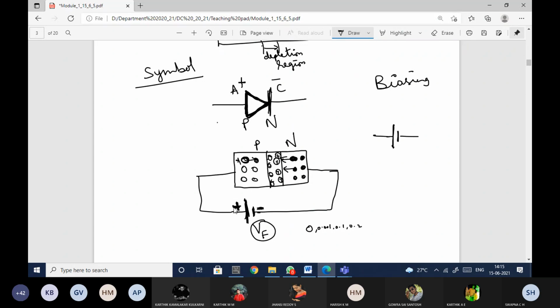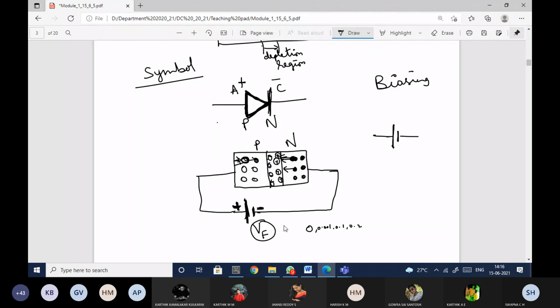And in the same way, the positive terminal is connected to the p side, so the holes will move in this direction. Because of this, the barrier, the depletion region, will start decreasing. Let me tell you how it is happening. The holes are getting repelled, it means that this will get attracted by this, this will move to this positive ion. The barrier here will not have any more ions now. That is how it happens.